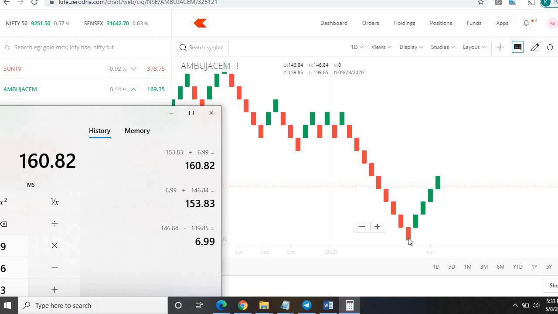That is a fixer. So based on that percentage of the price movement, one bar will be formed. I will show you how it is done. So this bar length is 6.99, right?